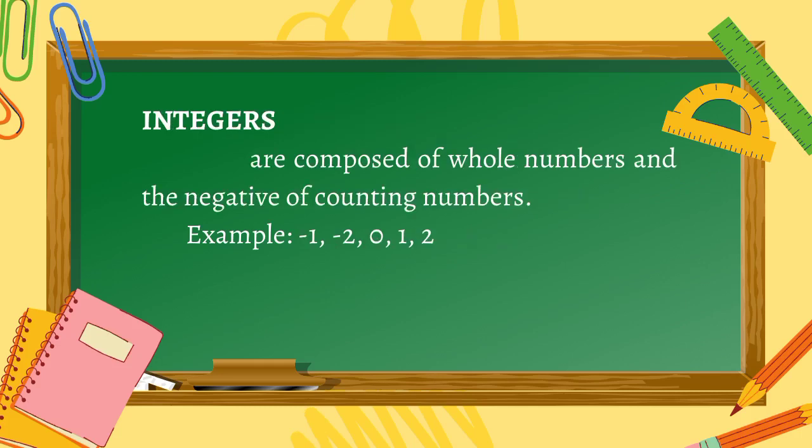Integers are composed of whole numbers and the negatives of counting numbers. Examples: -1, -2, 0, 1, 2.